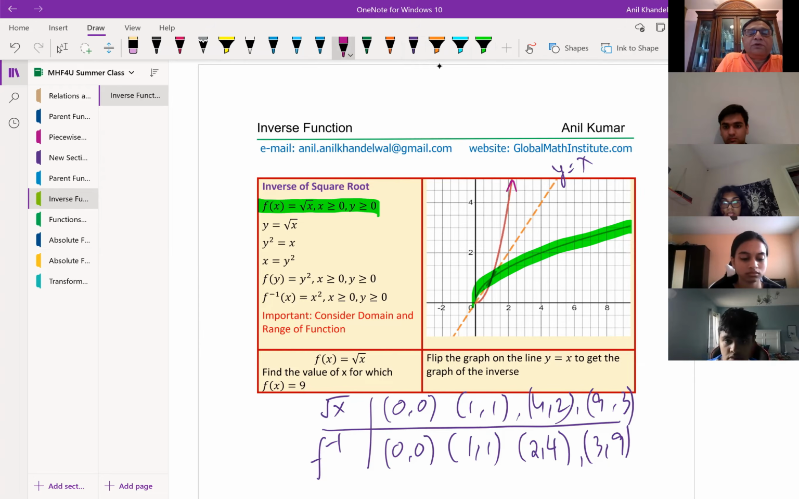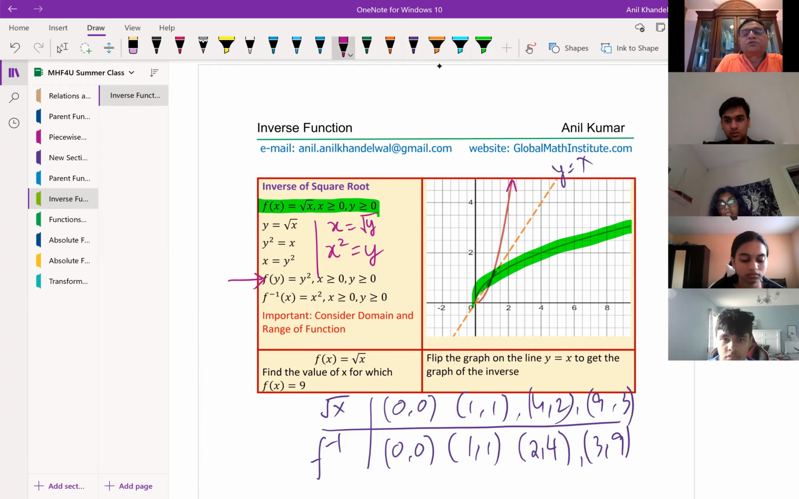Let us do swap and do it, right? y equals square root of x. I'm swapping: x equals square root of y. And then I square it. x squared equals y. Do you see that? I get the same result. x squared equals y, or y equals x squared, right? So I'll write from here, f inverse of x is x squared, right? Is that clear to you?